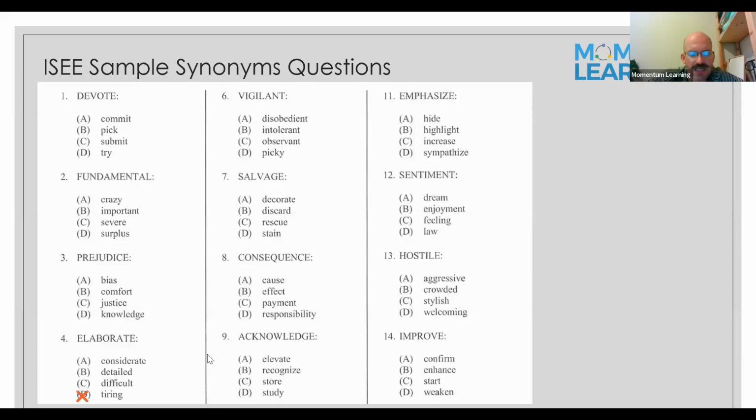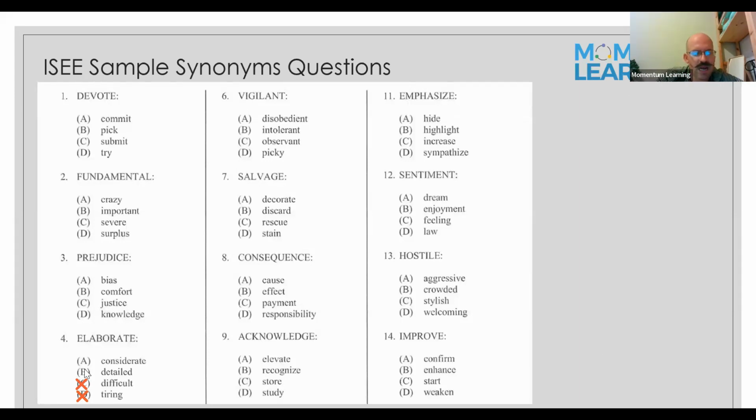So I'd mark out, I agree with that. When you think of something being difficult or tiring, those two kind of go hand in hand. So when you knock out tiring, I think you can knock out difficult as well. Good. Let's get somebody else. So another student that's in here, would you lean more towards considerate as a synonym of elaborate, or would you lean more towards detailed as a synonym of elaborate?